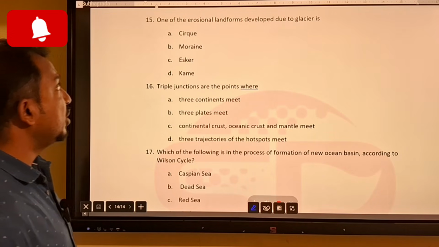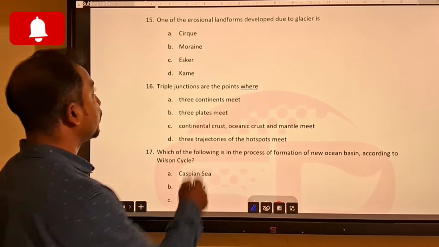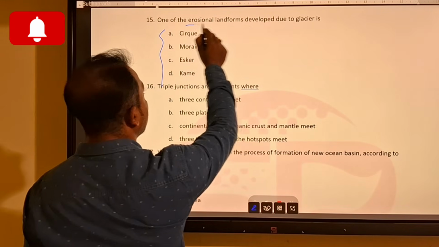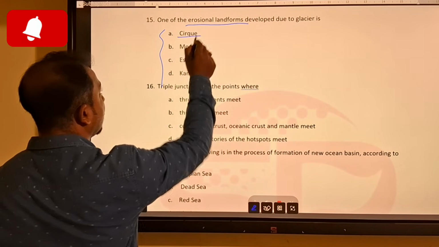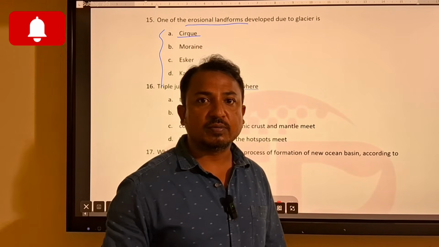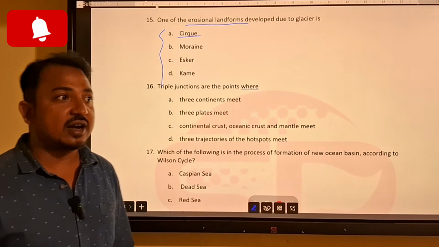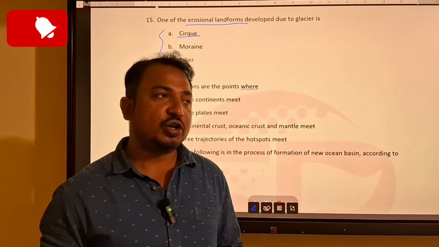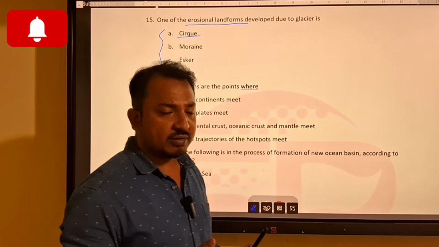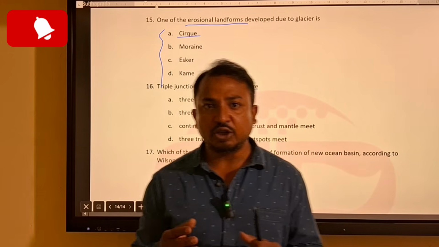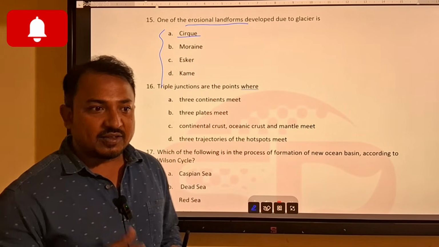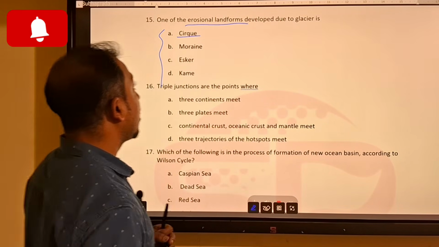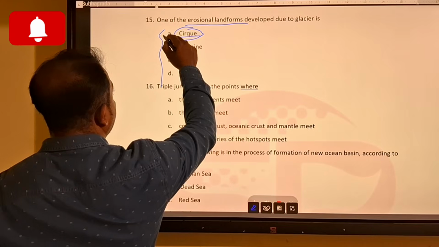Let's come to one of the erosional landforms developed due to glaciers. All these landforms are produced by glaciers, but it is asked about erosional landforms. So a cirque is an erosional landform produced by the abrasion and plucking action of a valley glacier, where a valley is eroded into an armchair-like or amphitheater basin-like structure. You also get a lake at the base of the cirque, called a tarn lake. So this is an erosional feature. This will be the answer.